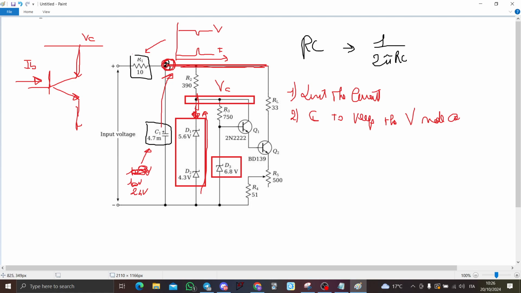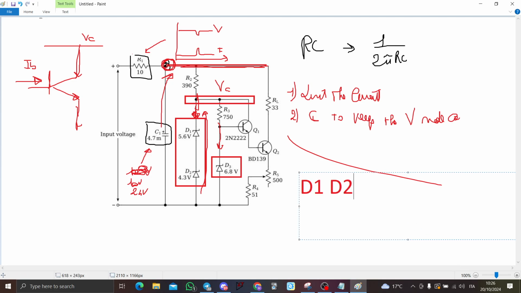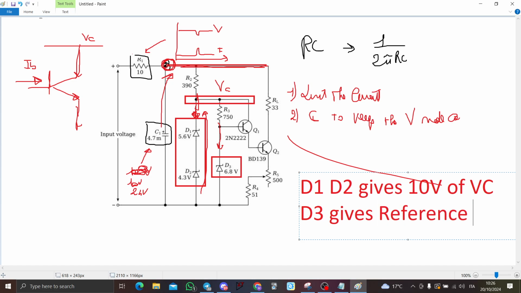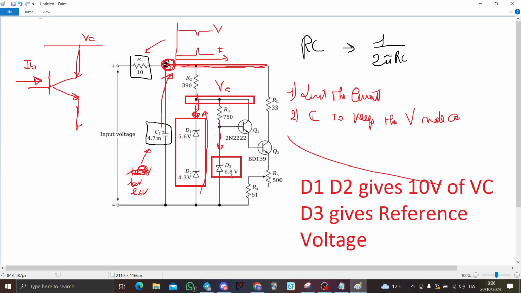The second applies to the resistor R3 and the diode D3. You have to give a minimum current to polarize this diode D3. So, D1 and D2 give us 10 volts, because the sum is basically 10 volts of VC, and D3 gives reference voltage to the output, because this D3 is clamped to the base of Q1.